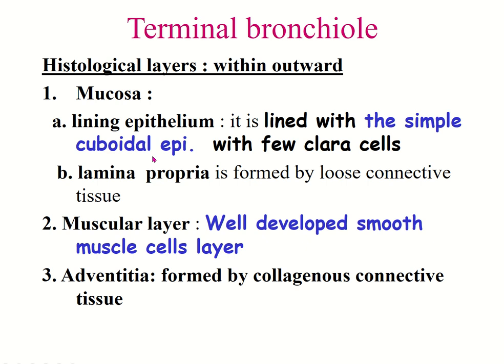Now the bronchiole. Bronchiole contains mucosa and lining epithelium, simple cuboidal epithelium with few Clara cells. Lamina propria is formed by the loose connective tissue. There is a well-developed muscle layer and outermost adventitia which is formed by the collagenous connective tissue.